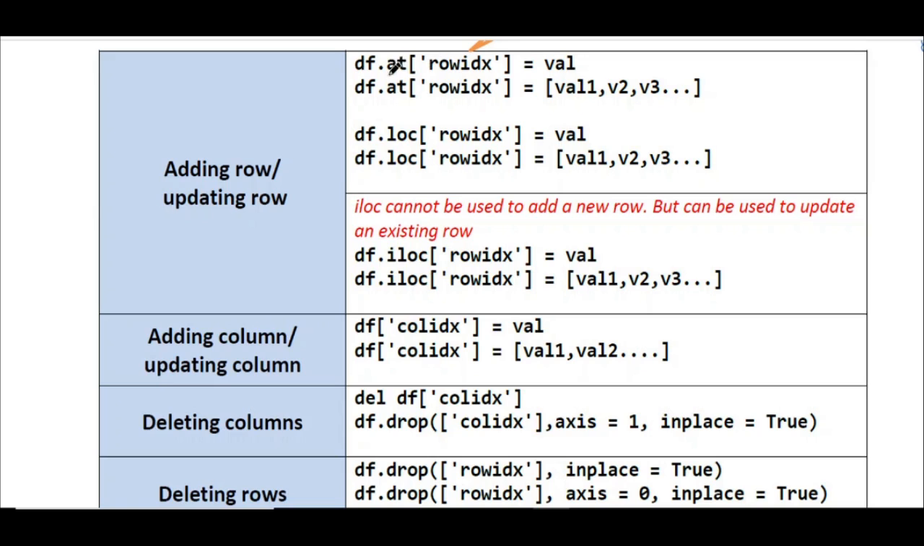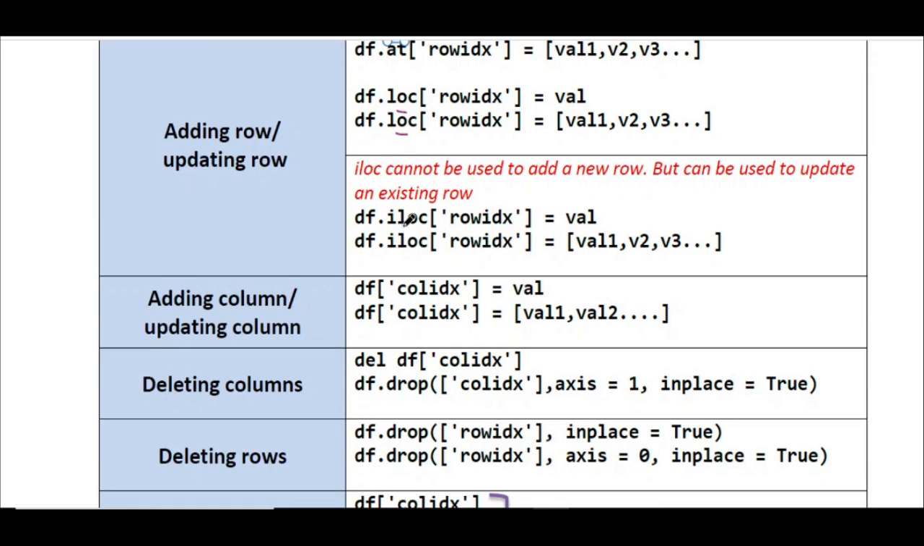All these specified values will be added as a new row to the data frame. Instead of at, we can use loc also to add or update a row. iloc can be used to update an existing row. This cannot be used for adding a new row. iloc can be used in order to update an existing row: df.iloc, and here in the square brackets I have to give the default numeric index 0, 1, 2, 3. The syntax is the same as loc and at previously discussed.